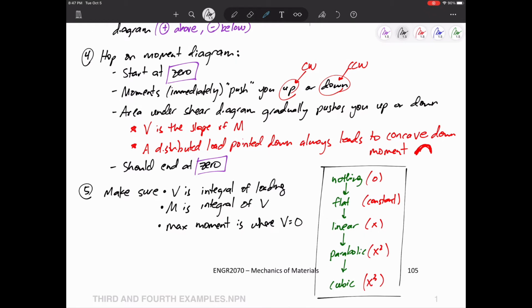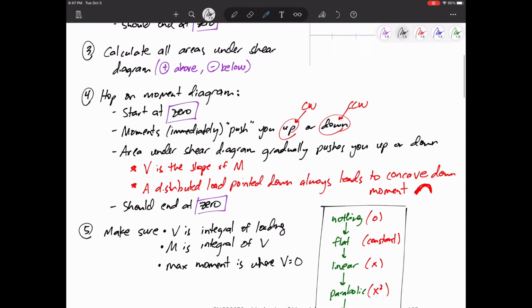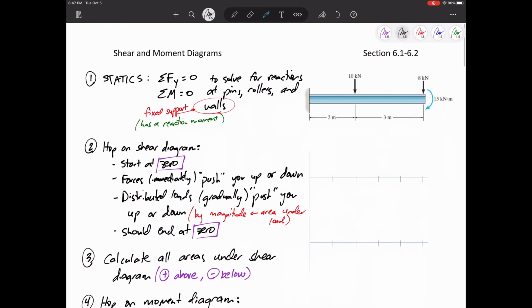All right, so let us start with this one. We'll start with the statics. We've got a fixed support at the wall. We'll draw that AY, draw that MA. The sum of the forces in Y is equal to 0, so we've got AY is equal to 18. And then we'll sum the moments.